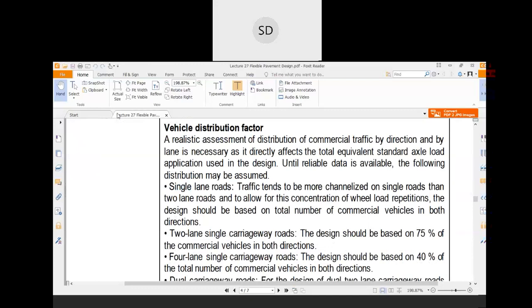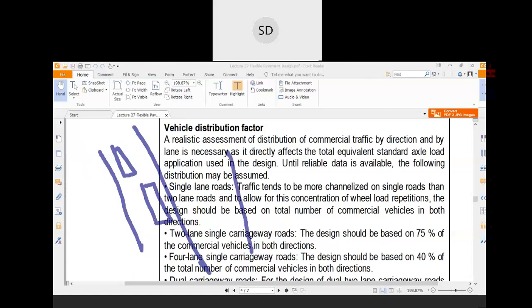Now, the next factor is the vehicle distribution factor. This factor is also important. Why? Because suppose there is a certain road, and on that road some vehicles are moving. They will follow a particular path. If that road is only a single lane road, they will follow a particular path because they do not have any space to move in either direction. In this way they will cause some damage to the road surface.